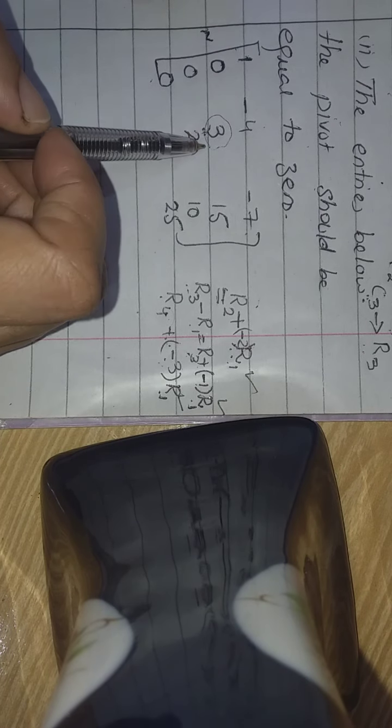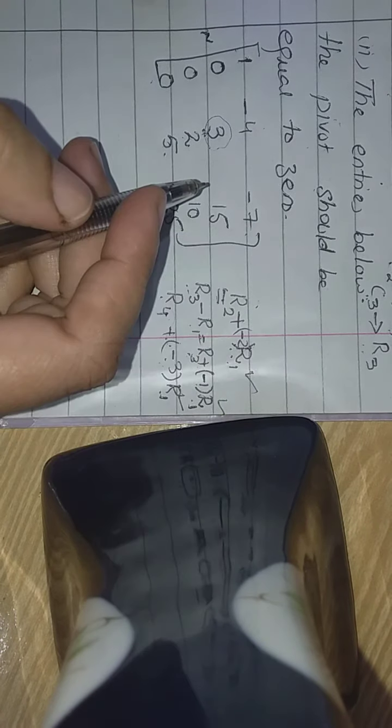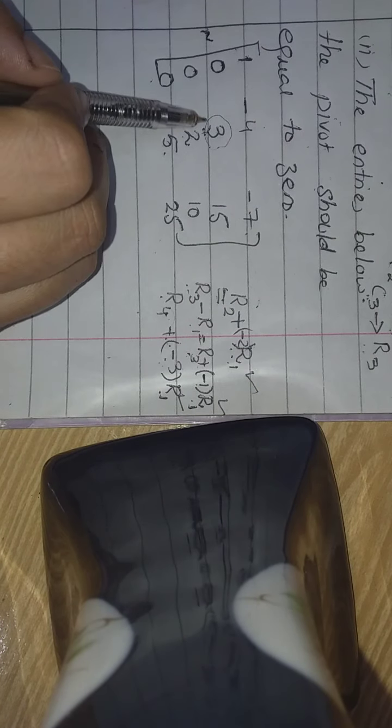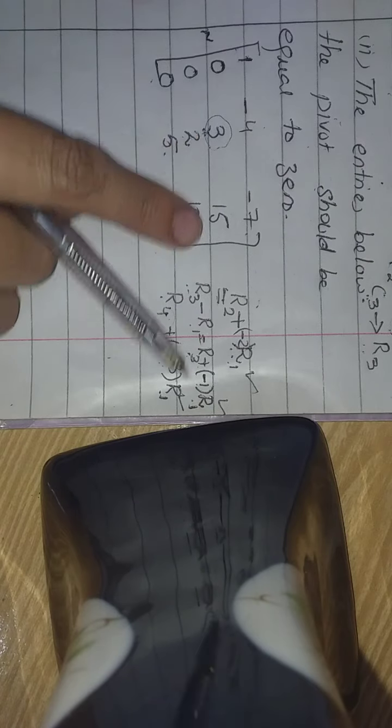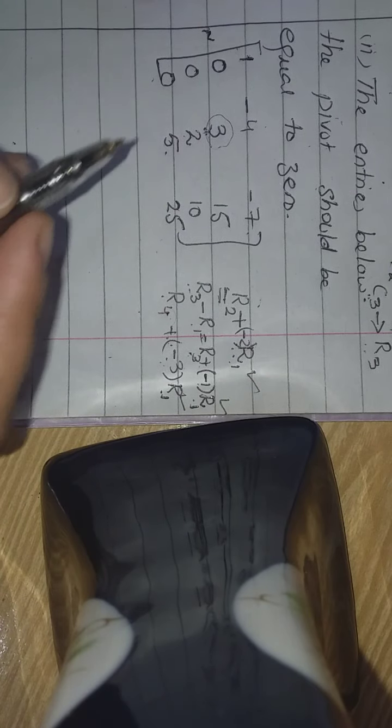For this we know that any row can be divided by a non-zero constant. So dividing this R2 by 3, what do we get?